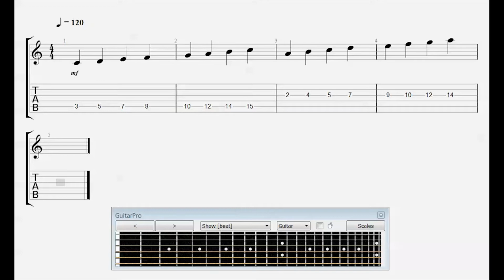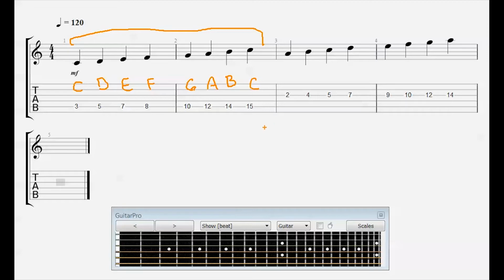So I have two scales written out here. I have a C major scale in the first two measures, and then I have an A minor scale in the next two measures. So this part right here is C major, all right? In case you're not clear on these notes, this is C, D, E, F, G, A, B, C.